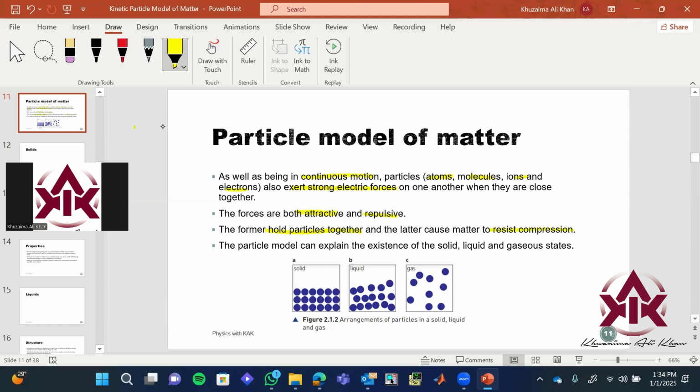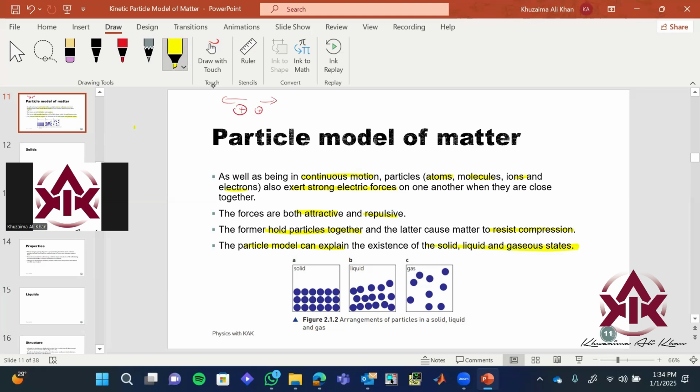So if you try to compress a solid, the repulsive force will not allow the atoms to overlap, because the nuclei have a positive charge, right? You know that like charges repel, so similarly, nuclei are positive, so they will repel each other. That is why a solid is basically incompressible, right? And the particle model can explain the existence of the solid, liquid, and gaseous states, right?